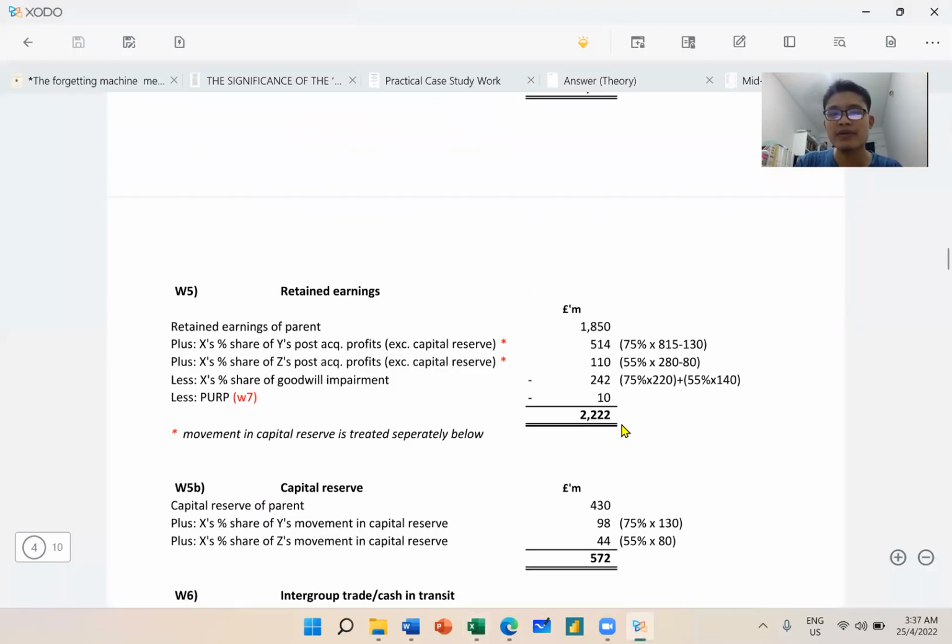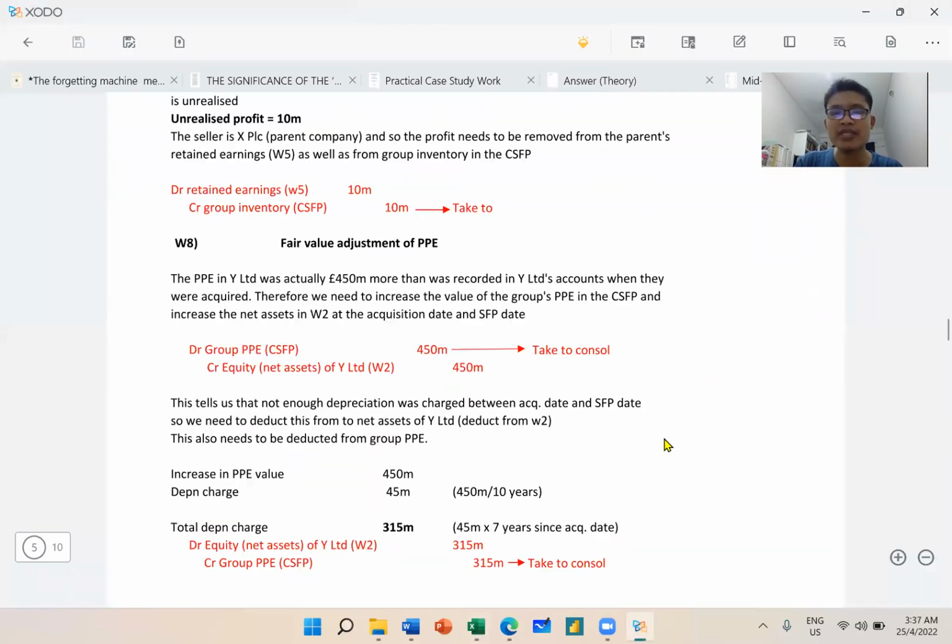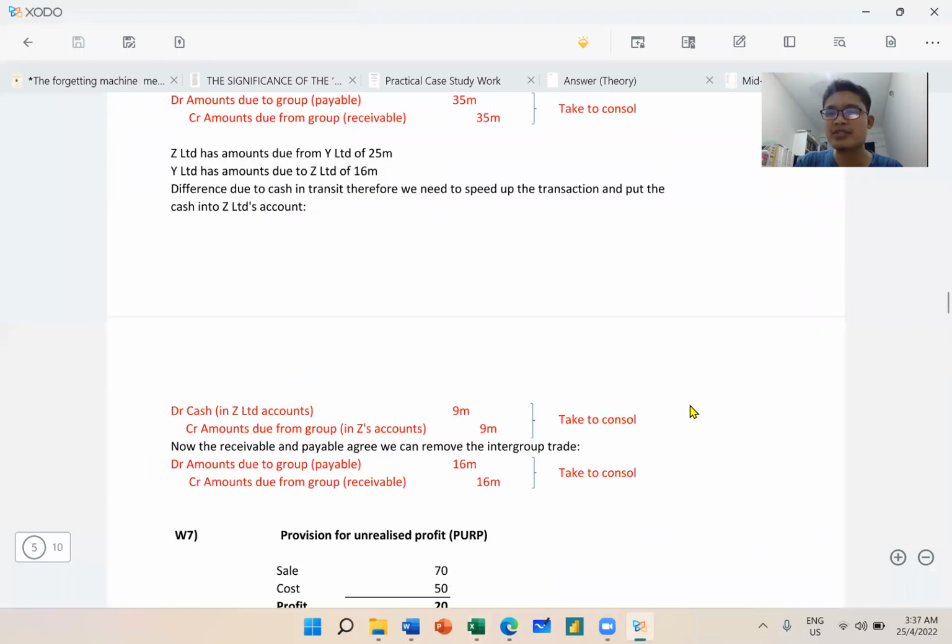I have given you the answer for question 2, so you can see there are some workings to show that. You will get marks for that. Thank you everyone and all the best.